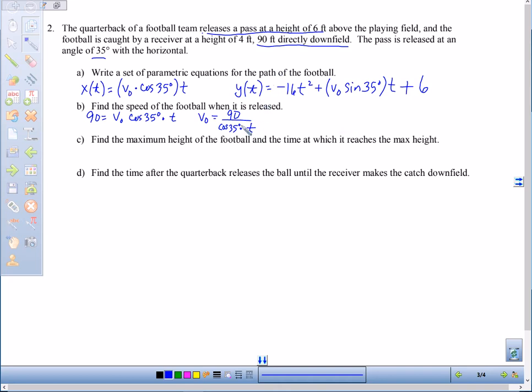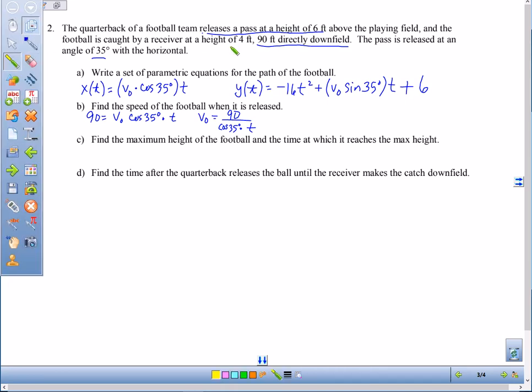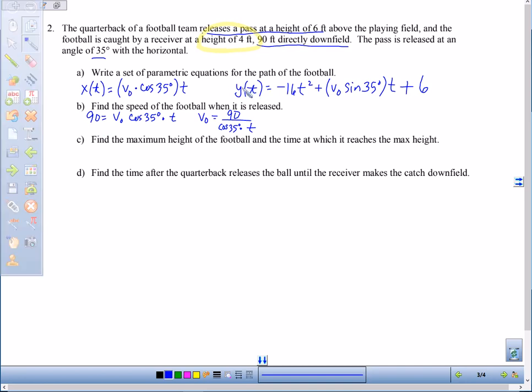Now, the next thing, we do know the height at which this ball was caught. The height at which it's caught is 4. So I know the height with respect to time when it's caught. It's caught 90 feet downfield. I just figured out the time that it takes to go 90 feet, and I know the height at which it is caught at 90 feet. If I plug this in, then I can solve for time. I know V naught can be represented by 90 divided by cosine of 35 times t, and then this was times sine of 35 times t plus 6.